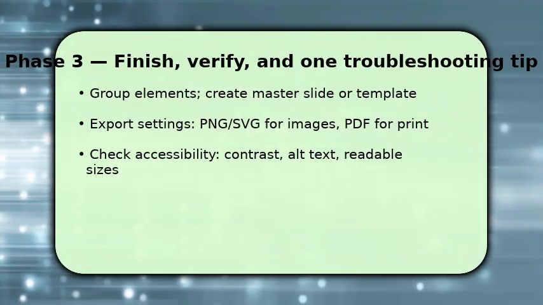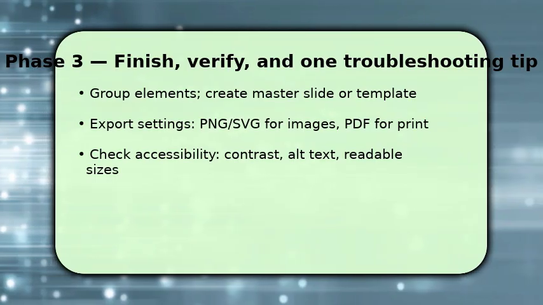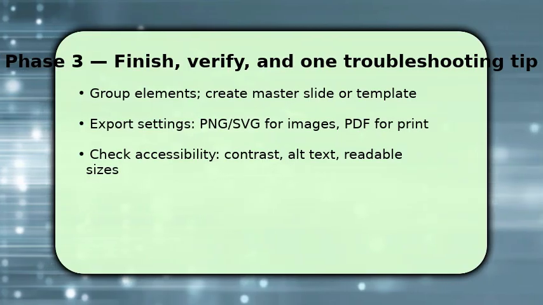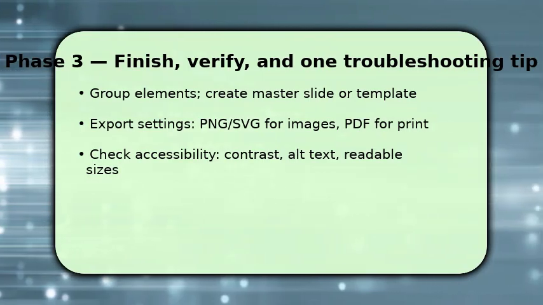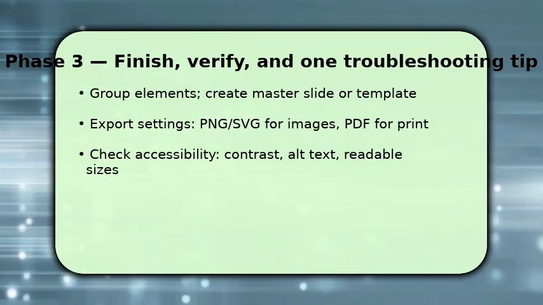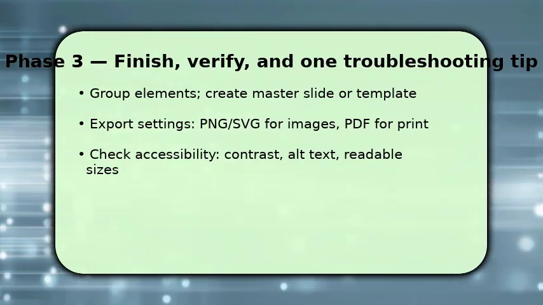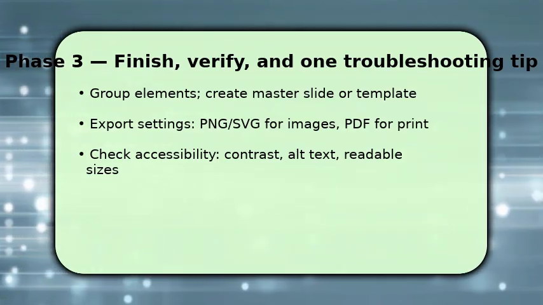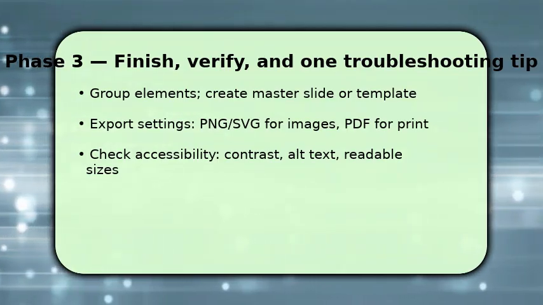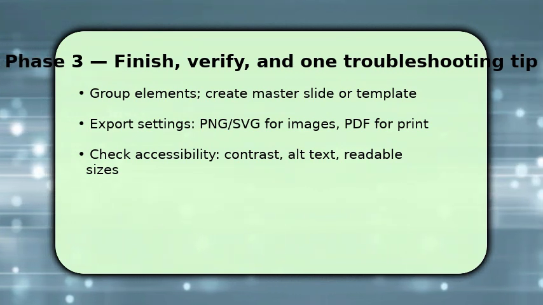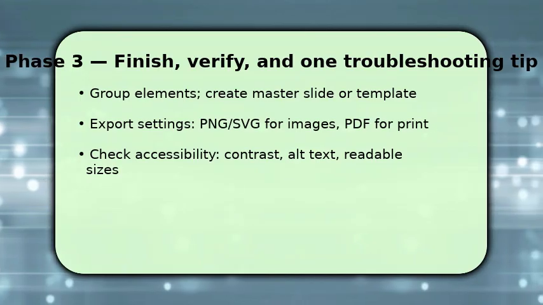Export using appropriate settings: PNG or SVG for independent graphics, PDF for print-ready files, and verify DPI or pixel dimensions before delivery. If problems appear, check layer order, hidden guides, and font embedding. These are common culprits. If exports look off, reopen the file, toggle visibility, and export a single page to isolate the issue. Keep a backup copy, and then deliver the final files with brief usage notes.